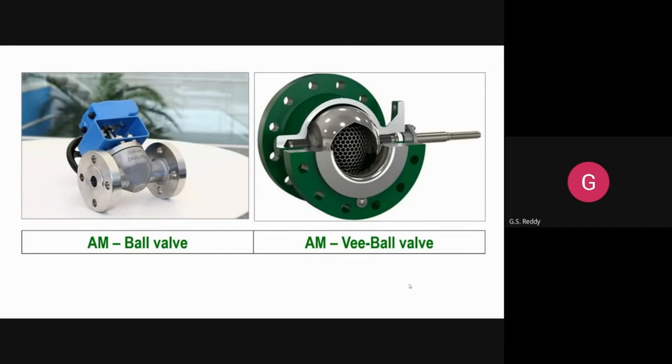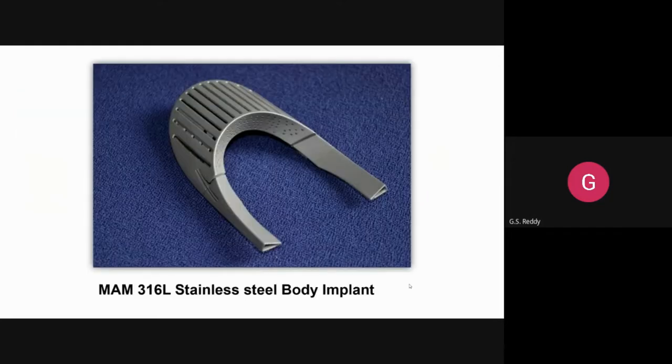So these are some of the products made by additive manufacturing, like the ball valve, and this is also a V ball valve, and this is also an AM 316L stainless steel body implant.